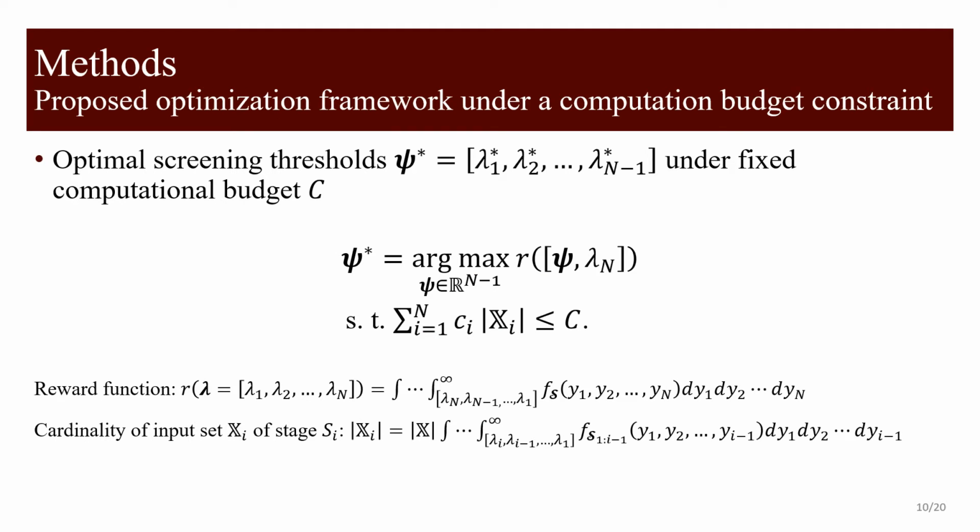The first framework applies to the screening problem under a computational budget constraint. Again, I'd like not to go into details. Basically, we optimized the screening thresholds from lambda 1 to lambda n-1 by maximizing the reward function R based on the estimated joint score distribution with the budget constraint.